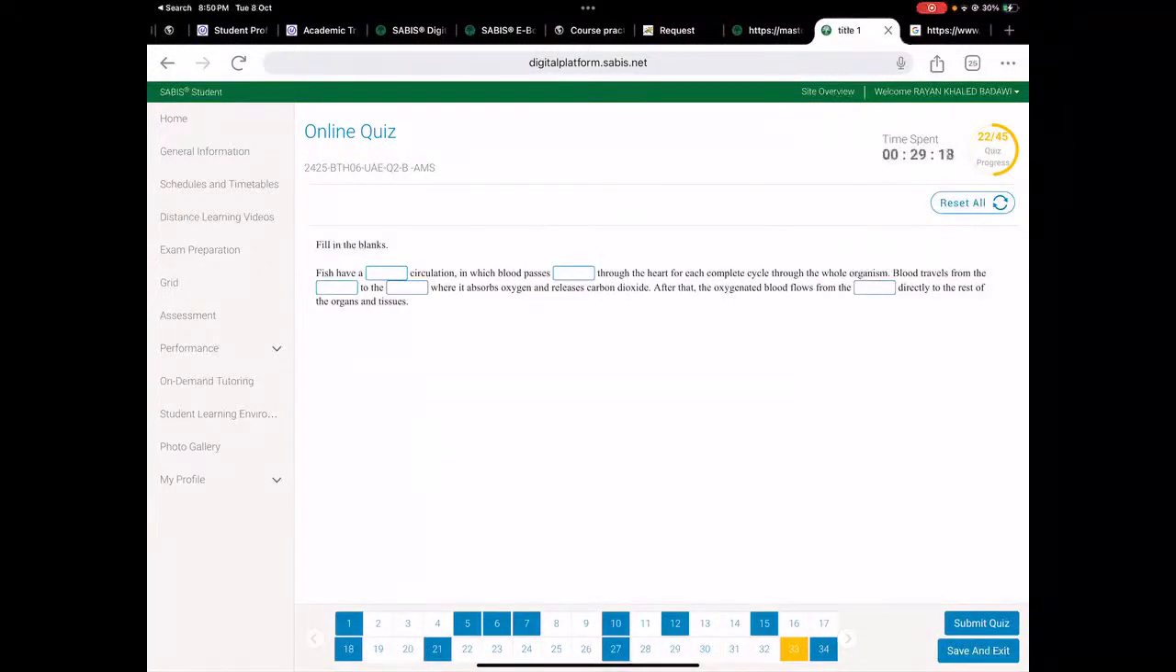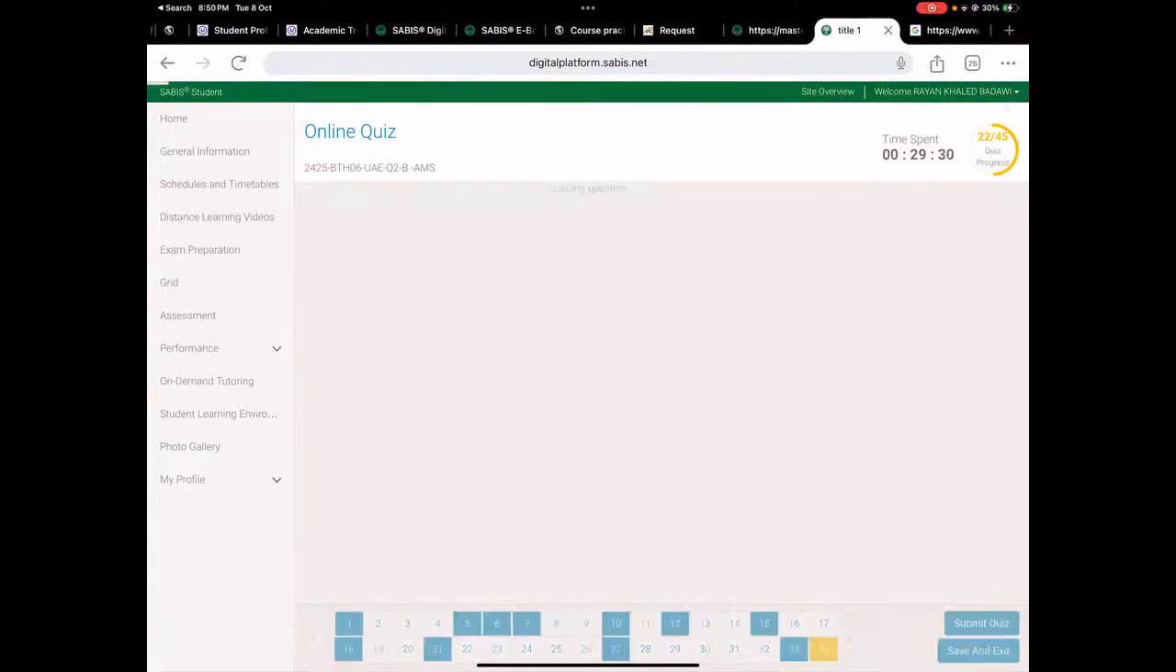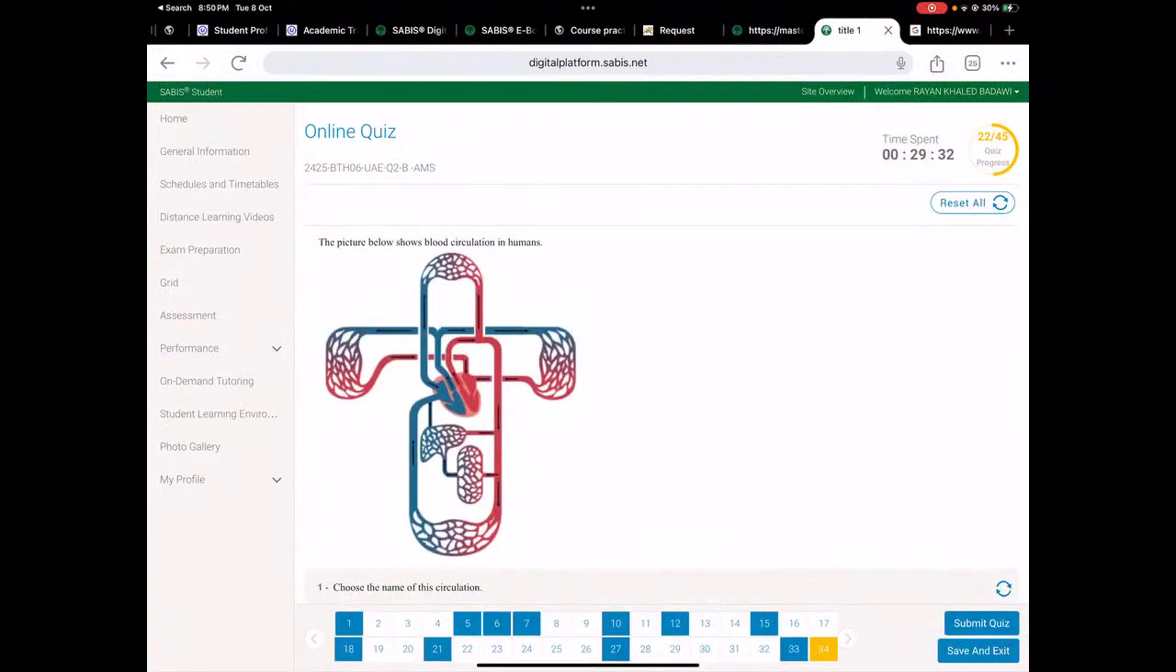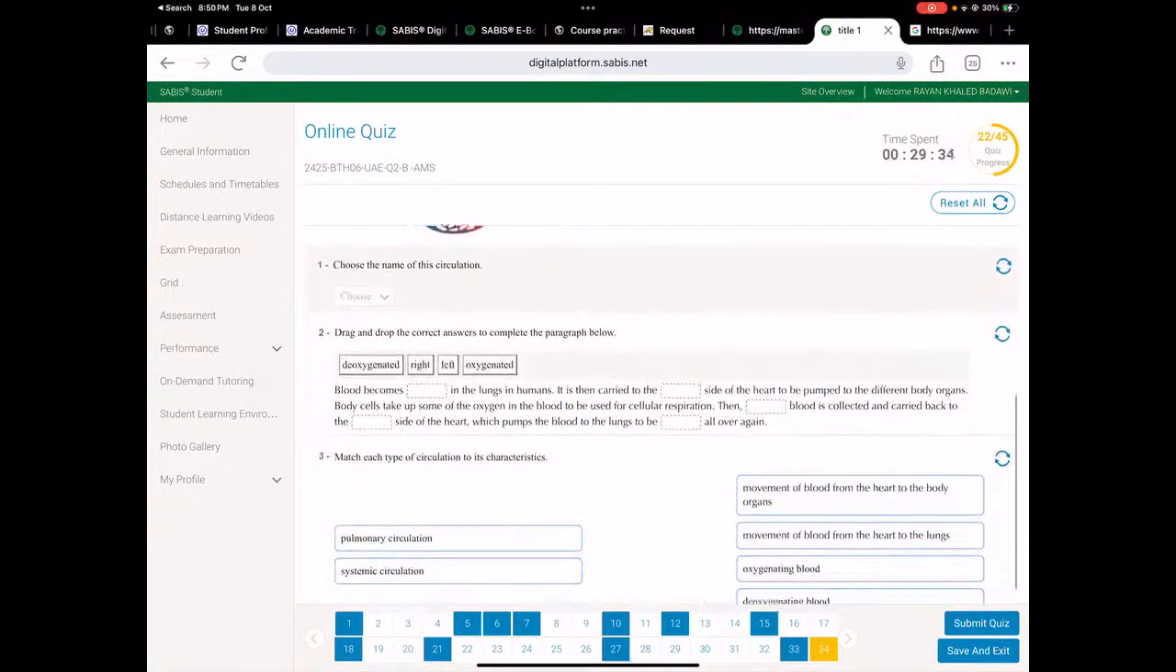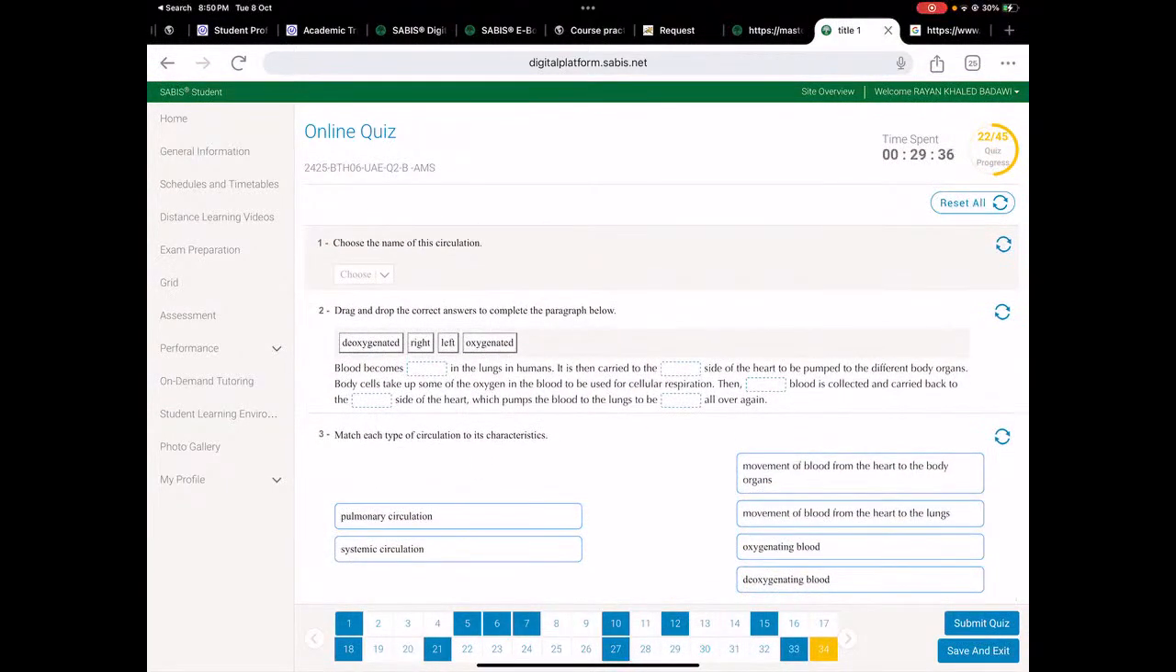Okay, remember we said fish have a single circulation. It passes through the heart only once. While in mammals, we have double circulation. It passes through the heart twice. And remember, we said double circulation is more efficient. That's the double circulation, okay? Remember, we said pulmonary is between the heart and the lungs. Systemic is between the heart and the body, okay?